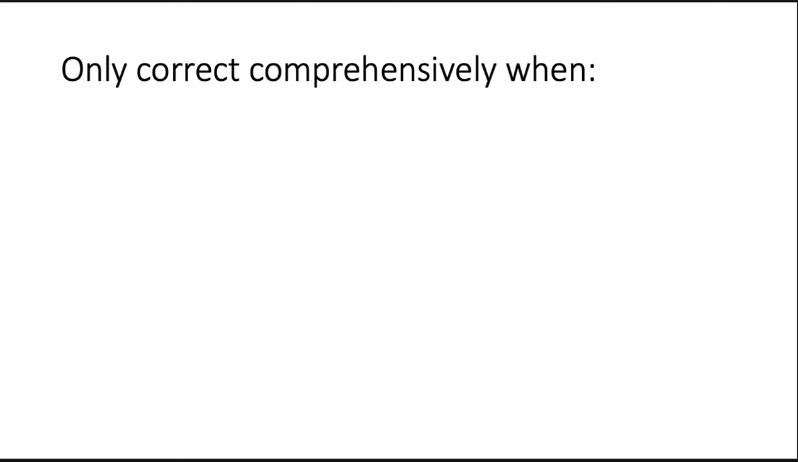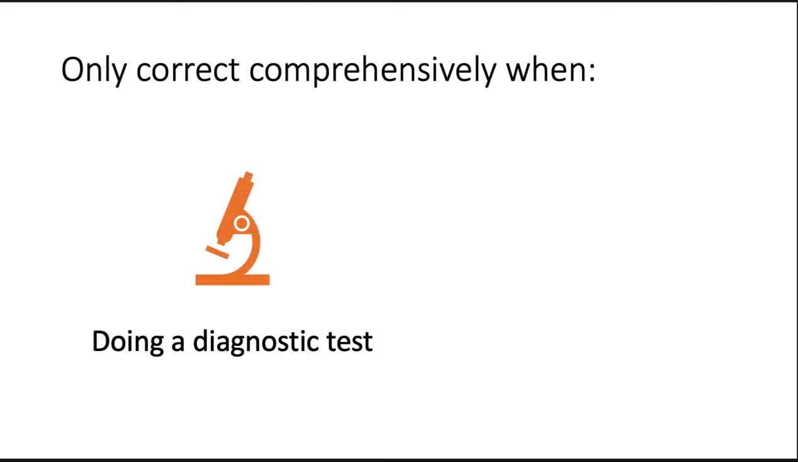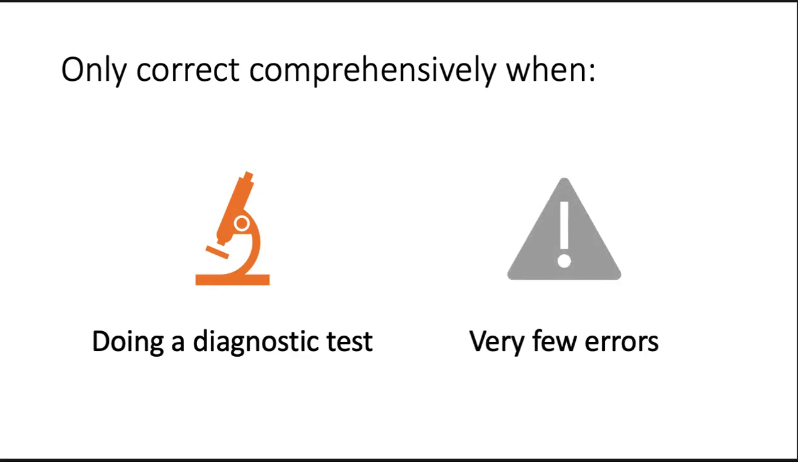Okay, so to summarize, we should only correct comprehensively, that is everything, when we are doing a diagnostic test. Even then, if the learners made a lot of mistakes, it might be more effective to select a few top errors to include on a short to-do list. You can also correct comprehensively when the learner's text contains so few errors that pointing out mistakes works to focus their attention.